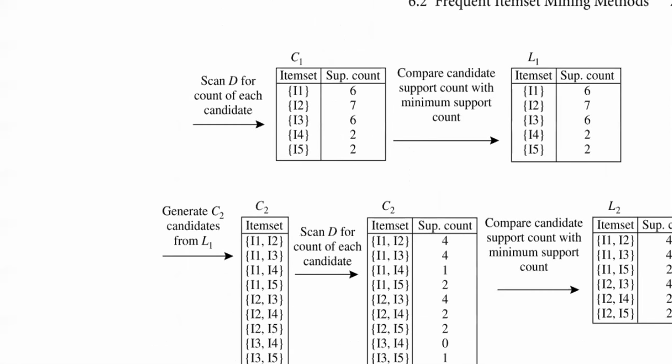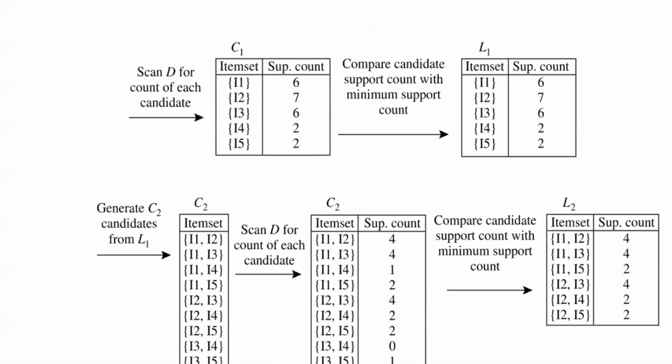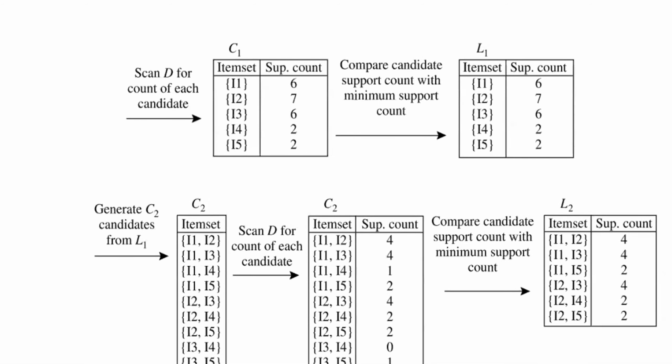First, item set one, I1: how many people purchased it? Nine transactions in total, so we note the support count. I1 is purchased in six transactions, so the count of I1 is six. And item two, how many people purchased it? Item two is purchased by seven people, so the count is seven.